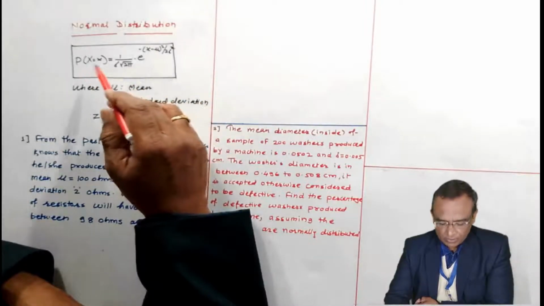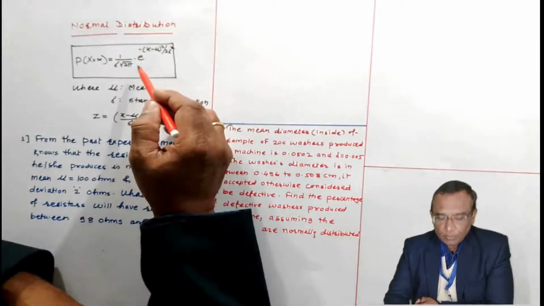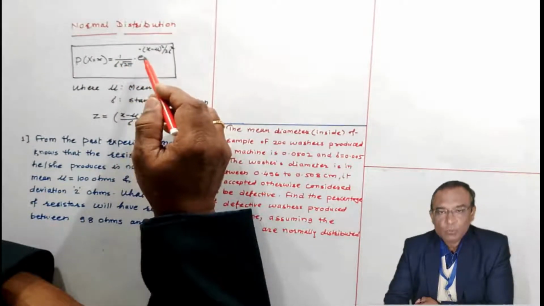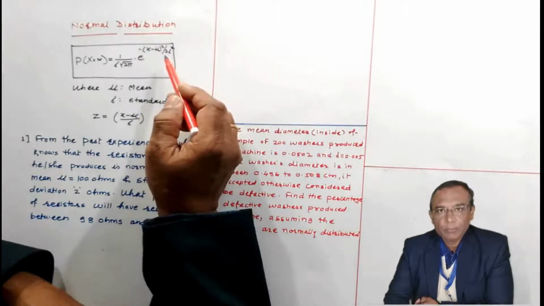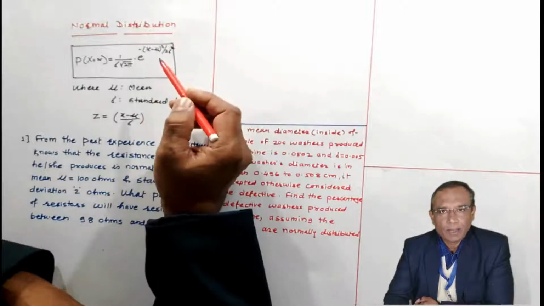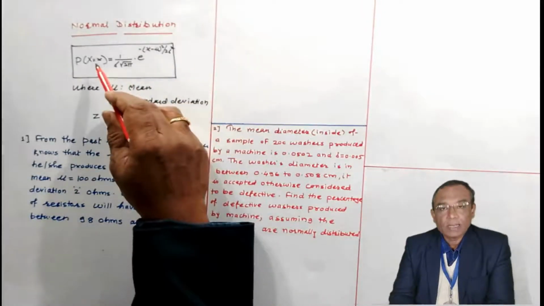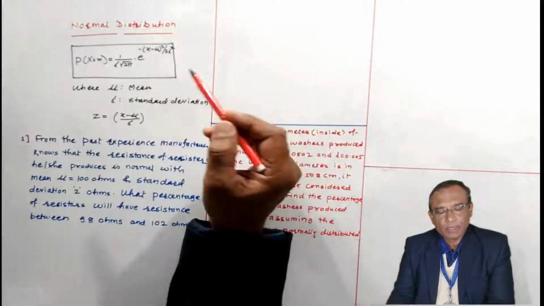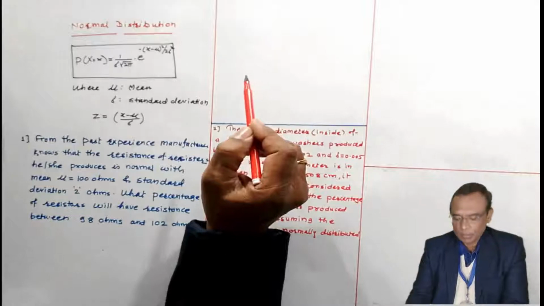P of x equals 1 by sigma under root of 2 pi, e to the power minus (x minus mu) whole square divided by 2 sigma square, where mu is the mean of the data and sigma is the standard deviation of the data. This random variable x we have to map with z, and z occurs on the horizontal line of the normal distribution curve.